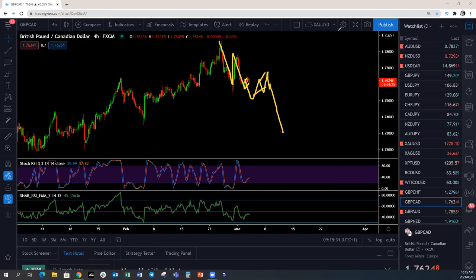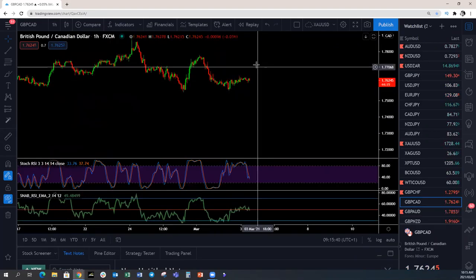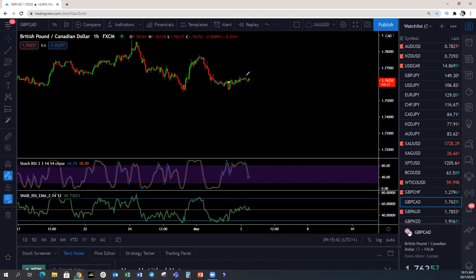So for now, on the 4 hour, there's no trade setup. Let's check on the 1 hour. 1 hour looks like a trade setup, but not a strong one. So not an interesting one to look at. We're almost dipping below 50, so we'll expect this to continue lower here.